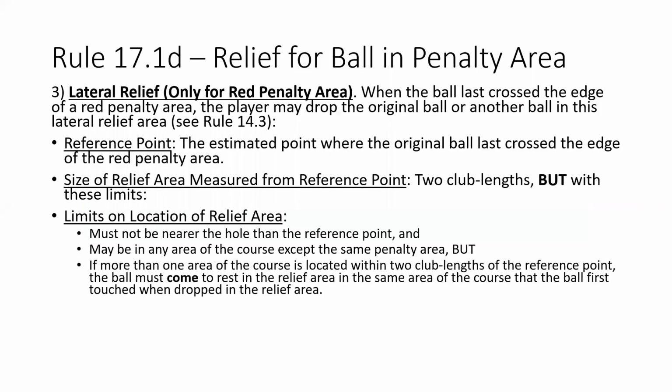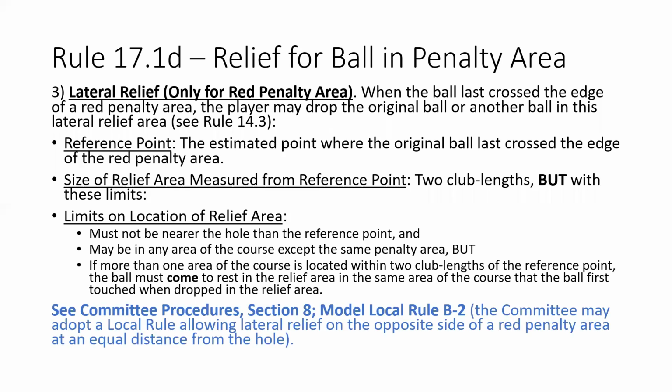All right, and so lateral relief is pretty much exactly the same as it's always been. We're going to find where we last crossed the edge of the penalty area. That X marks the spot. 2 club lengths, no closer to the hole. But again, the small change here is that we do have this relief area concept now. So now the ball has to hit inside that relief area and stay inside that relief area.